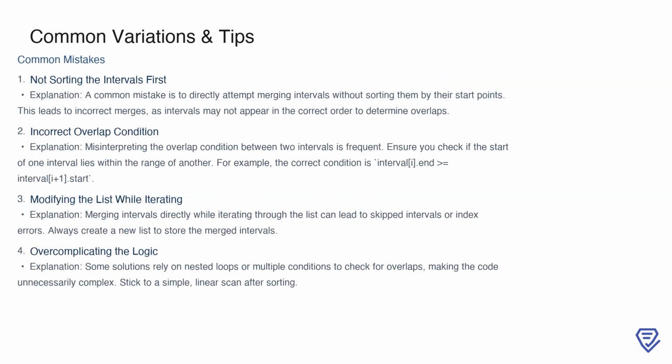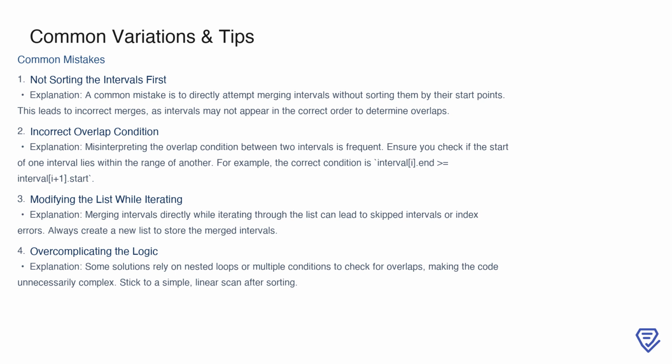When working with the merge intervals problem, there are several common mistakes to watch out for. First, not sorting the intervals by their start points before attempting to merge them is a frequent error. Without sorting, you can't guarantee that intervals are in the correct order to determine overlaps accurately, which can lead to incorrect results. Another common issue is misunderstanding the overlap condition. Remember, two intervals overlap when the end of one interval is greater than or equal to the start of the next. Misinterpreting this condition can cause you to miss overlaps or merge intervals incorrectly.